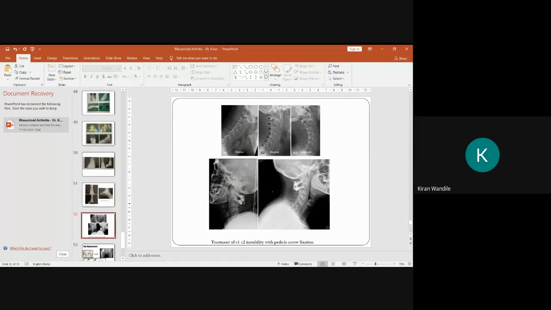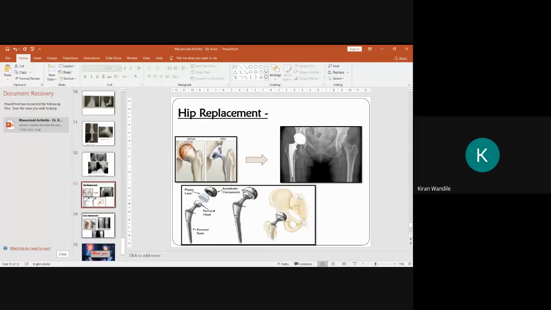For C1, C2 instability, we can manage it again operatively. We need to provide support, and the support is provided with the help of pedicle screw fixation. So this pedicle screw fixation can be done in the C1, C2 spine where there is rheumatoid arthritis.